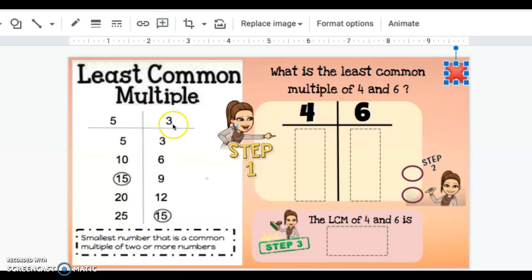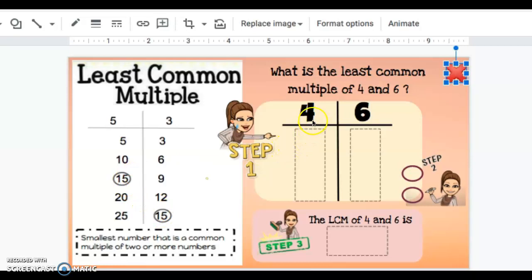Then you do 3. 3 times 1, 3. 3 times 2, 6. 3 times 3, 9. 3 times 4, 12. 3 times 5, 15. Now you list the multiples until you find one that's in common, and then you're going to circle it. Once you circle it, that's the LCM of those two numbers that you were given. Now you find the smallest. Least is another word for smallest. So that's why we circle 15.